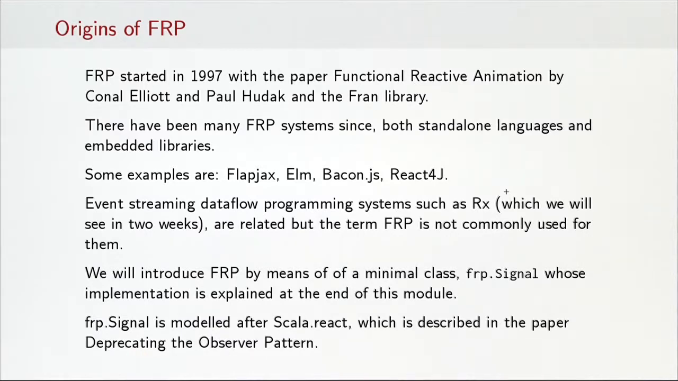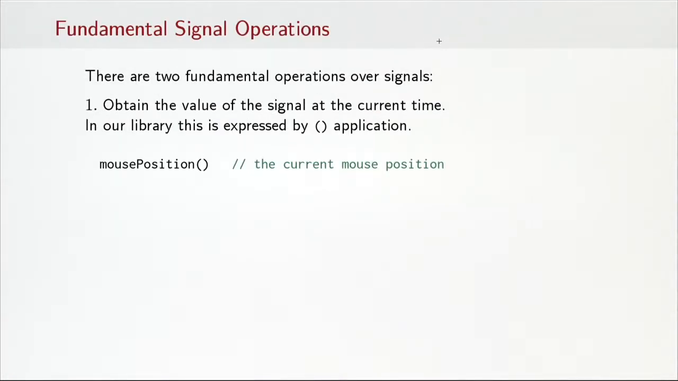FRP.signal is modeled after the library Scala React, which is described in the paper Deprecating the Observer Pattern by Ingo Maier and myself. And in fact, the React4j library is also influenced by this Scala React library, so it has abstractions that are a bit similar to what we are going to see here. So let's have a closer look at signals.